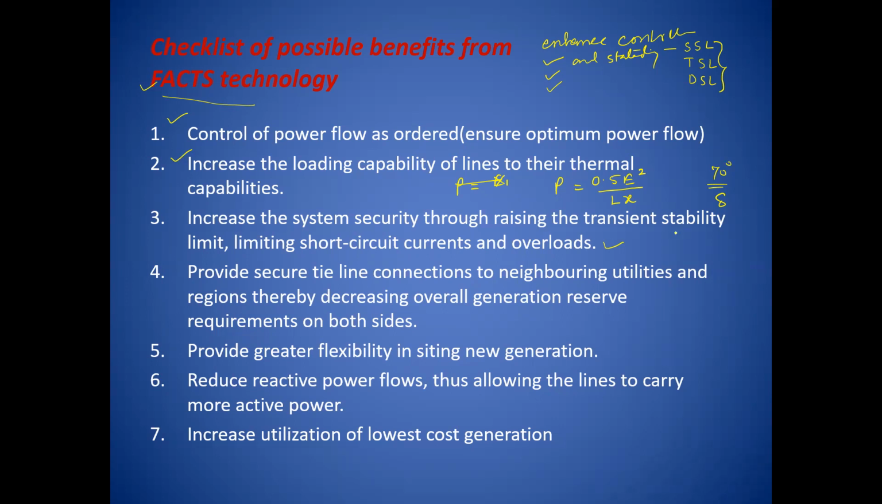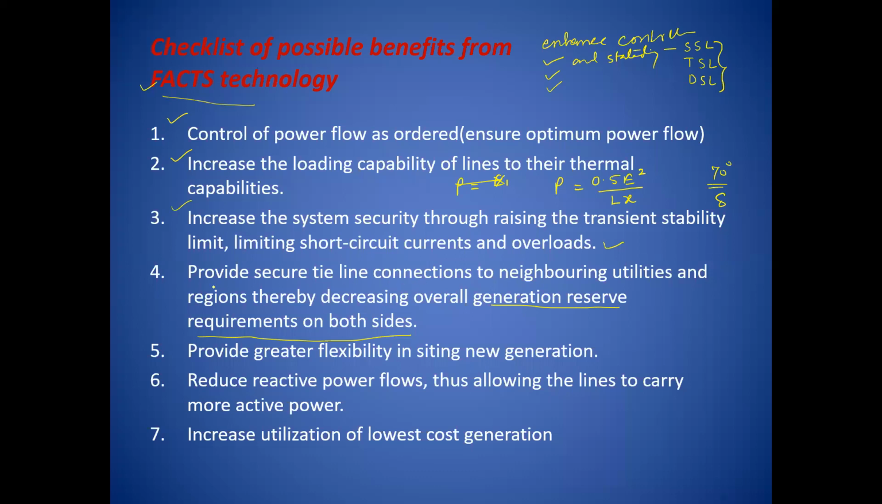And the transient stability. By using FACTS devices, we can improve the transient stability. We will see in some upcoming lectures how we can improve the transient stability with the help of FACTS devices. Okay. Short circuit limit and overloads. So these are some of the points which can be obtained with the help of FACTS technology. Provide secure tie line connection to neighboring utilities and regions, thereby decreasing the overall generation reserve requirement on both sides. This is one important point in addition to security.